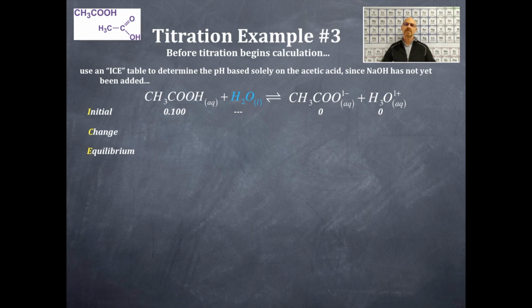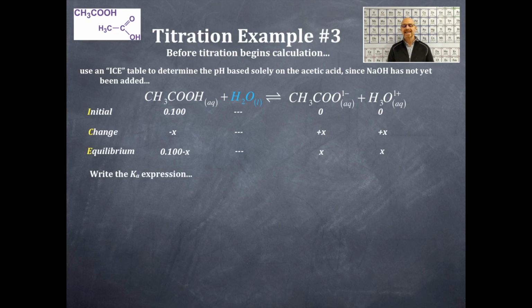I'm going to look at the stoichiometric coefficients, which are 1s across the board with all the reactants and products. So it's going to be a minus 1x, nothing for the water again, plus 1x and a plus 1x for both of the products. I'm going to add up my initial and my change to get my equilibrium on my data table. That's for the acetic acid 0.100 minus x, nothing for the water again, and x for the acetate ion and x for the hydronium ion.